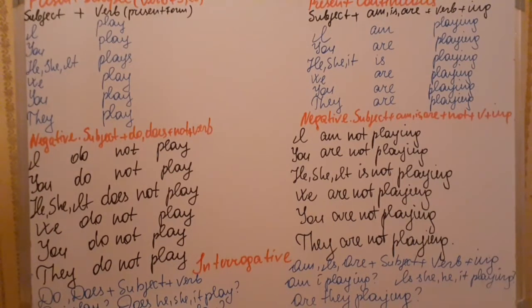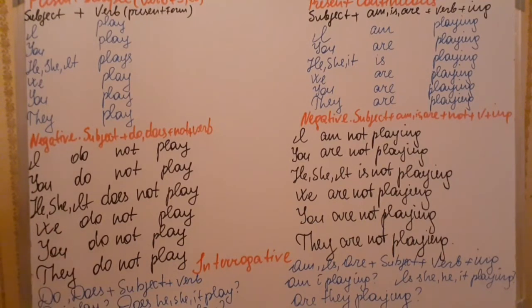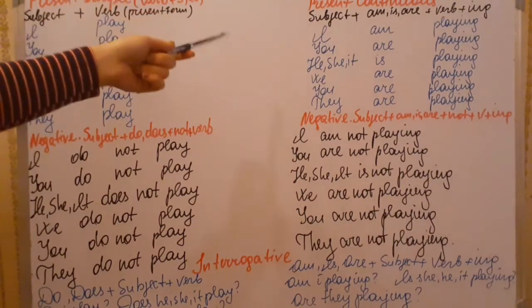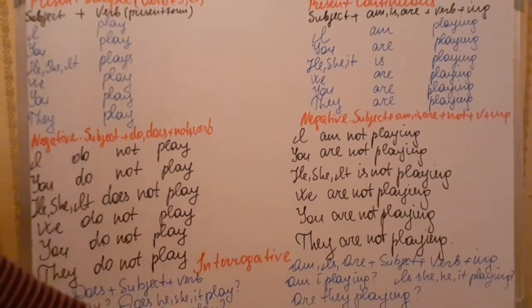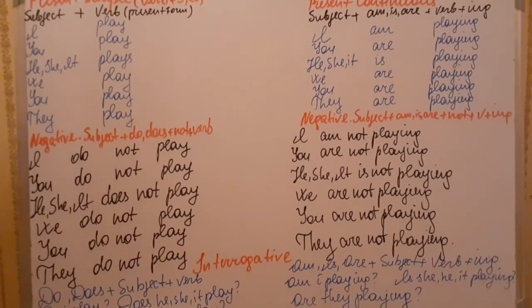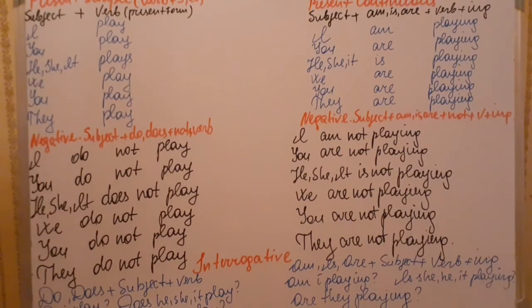So, do I play? Yes, I do. Does he play? Yes, he does. Do they play? Yep, they do. Okay, and in present continuous, we put am, is, and are at the very beginning of our sentence. Am I playing? Is she playing? Is he playing? Are they playing?